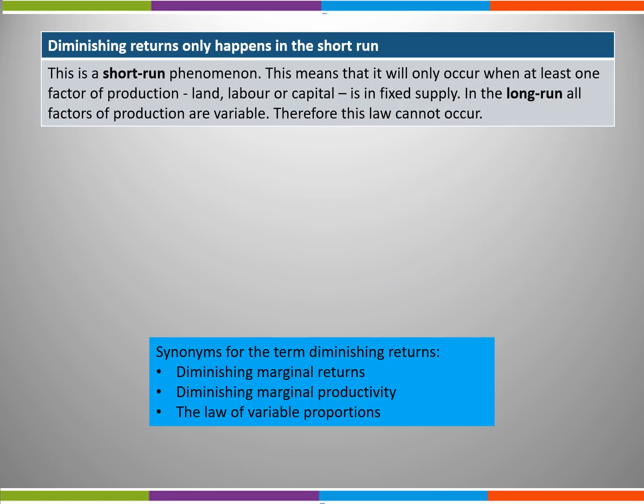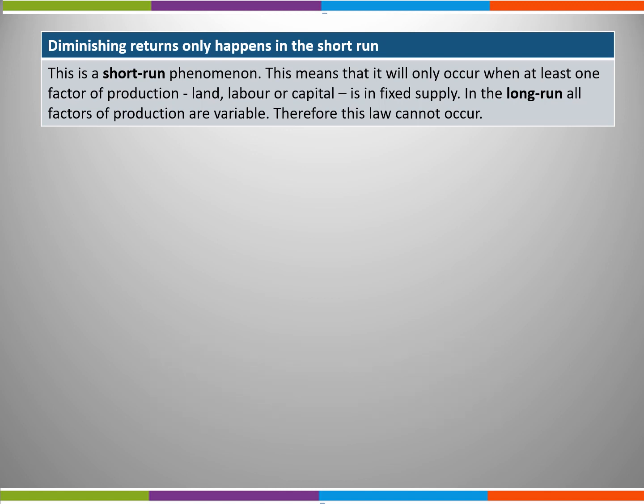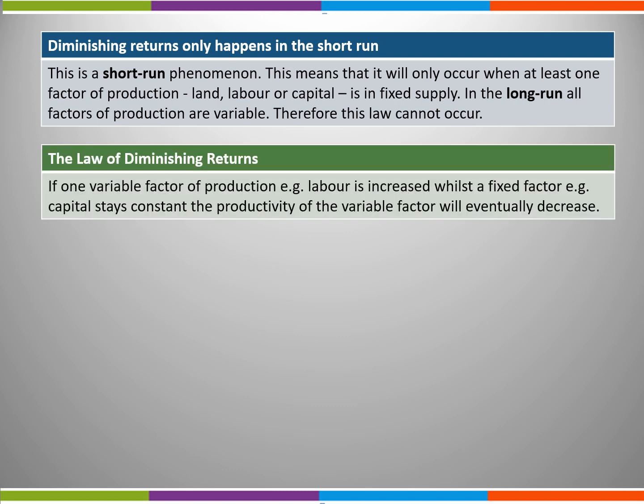The law of diminishing returns is a short-run occurrence. This means that it will only happen when at least one factor of production, land, labour or capital, is in fixed supply. In the long run, all factors of production are variable. The law states that if one variable factor of production, such as labour, is increased, whilst a fixed factor, such as capital, stays constant, the productivity of the variable factor, here labour, will eventually decrease.